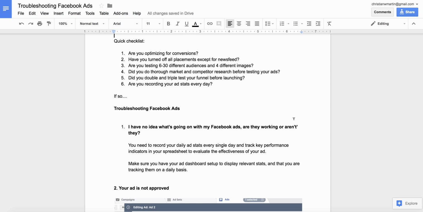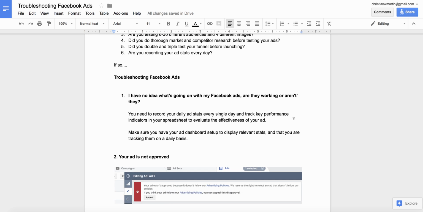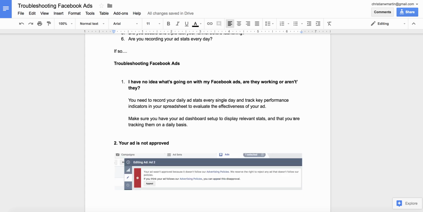And the first one again is, I have no idea what's going on with my Facebook ads. Are they working? Are they not? And the answer to this is you have to record your daily ad stats every single day and track key performance indicators in your spreadsheet to evaluate the effectiveness of your ad. That's things like cost per click, cost per lead, impressions, reach, relevance score, all these things that we need to know to figure out if your ads are working or not.